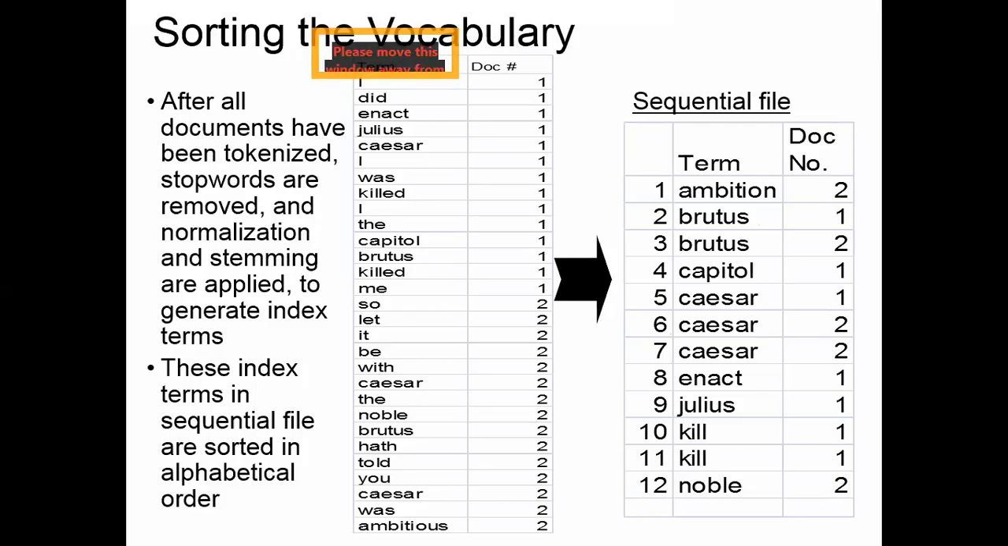Also, ambitious. The base word is ambition. If we are unable to come up with ambition, at least we have to remove IOUS and take AMBIT to bring it to the base word or stem word.